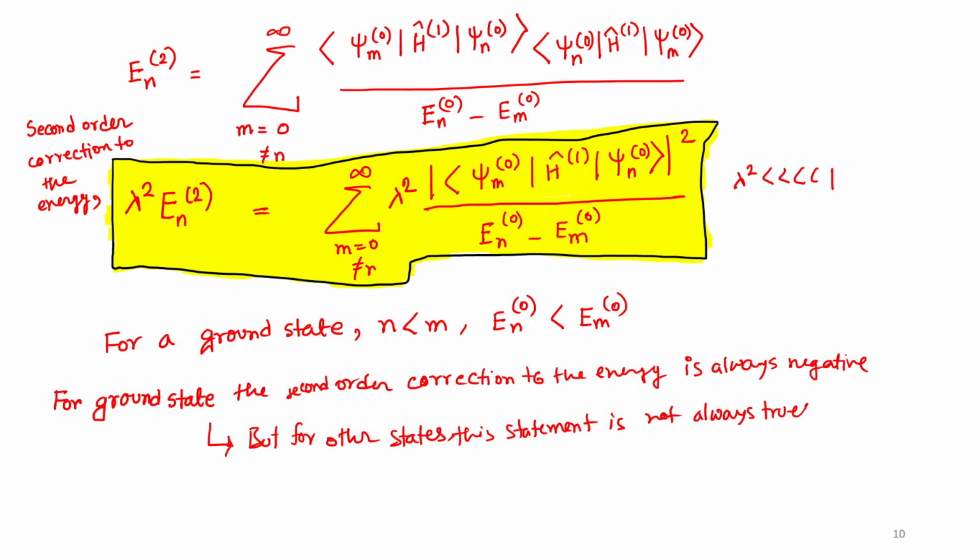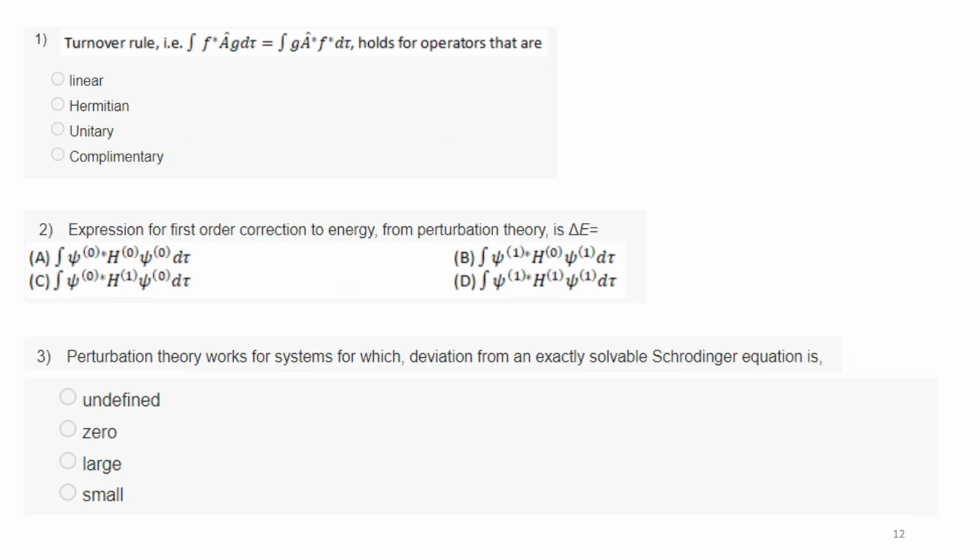So you can remember that only for the ground state, the second order correction to the energy is always going to be negative. But for other states, n other than m, this could be either positive or negative, depending on the summation or whatever value you get. But for the ground state it is always negative. Now let us go to solve the assignment problems.